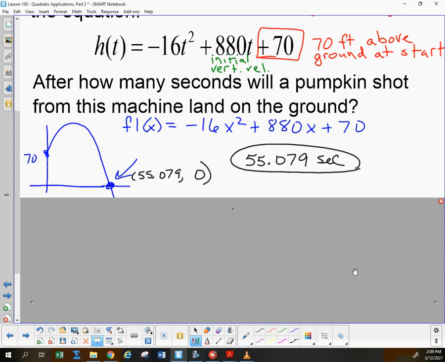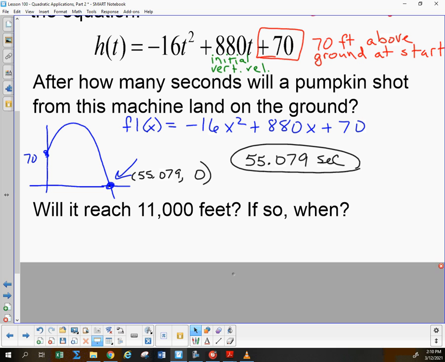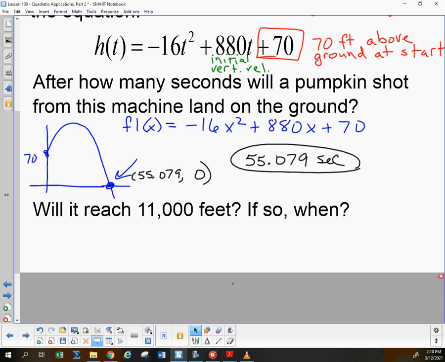Okay, let's see what else this problem asks us for. Will it reach 11,000 feet? Okay, feet, that's what goes on my y-axis, and I want you to label your axes too. So this is going to be your height in feet.